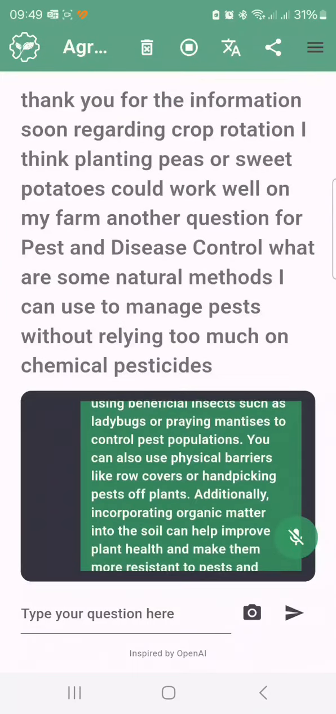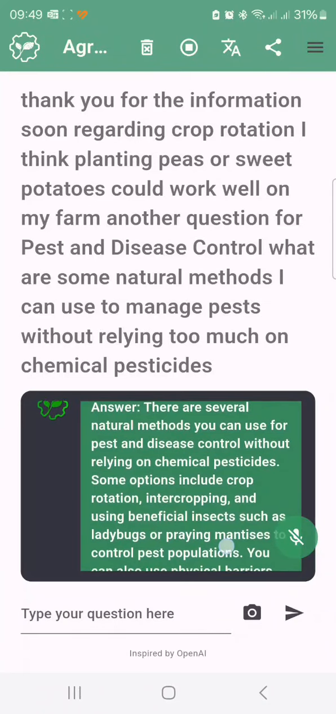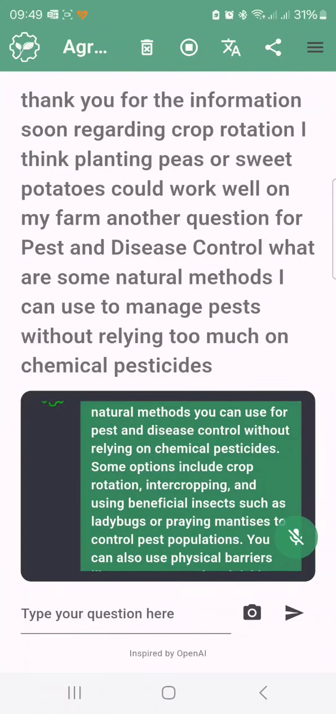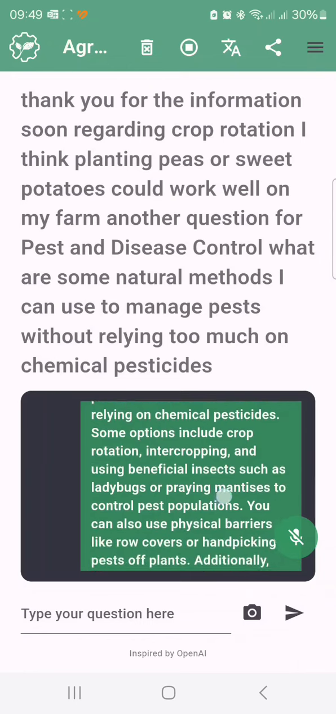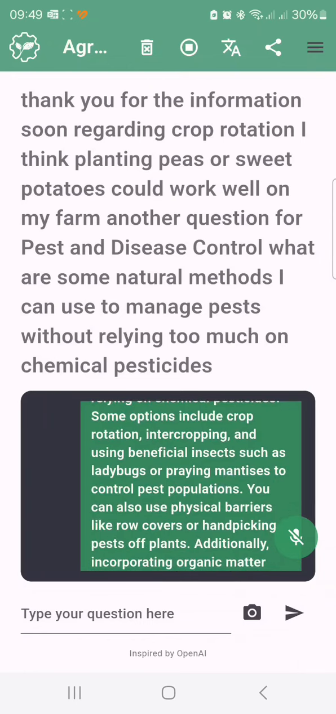There are several natural methods you can use for pest and disease control without relying on chemical pesticides. Some options include crop rotation, intercropping, and using beneficial insects such as ladybugs or praying mantises to control pest populations. You can also use physical barriers like row covers or handpicking pests off plants.